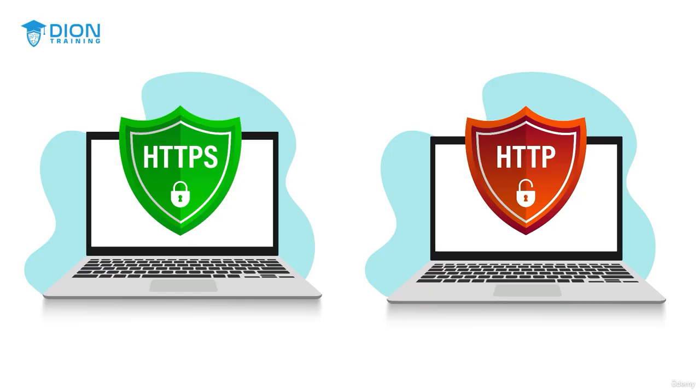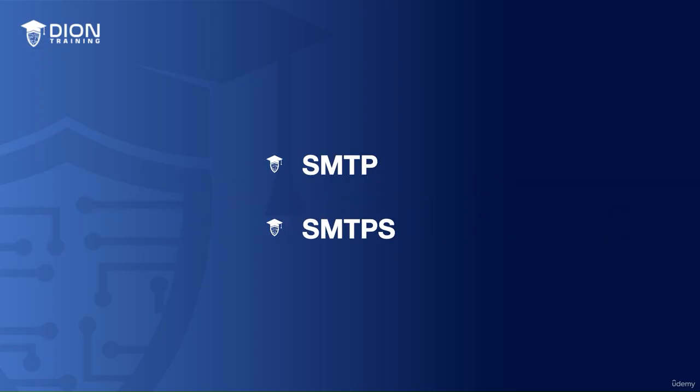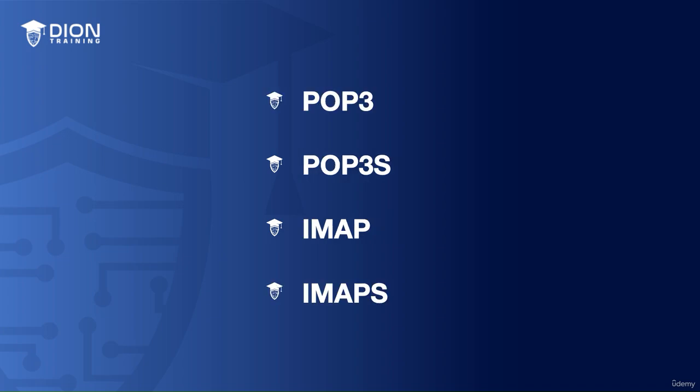over the HTTPS protocol. If you want to force all of your users to access your server by only using the more secure HTTPS connection, then you will need to ensure that port 443 is open on your firewall while port 80 is closed or blocked on your firewall. If you consider the ports for email, you will see that we have a few options to consider, including SMTP and SMTPS for sending emails, or POP3 or POP3S, IMAP and IMAP-S for receiving emails.